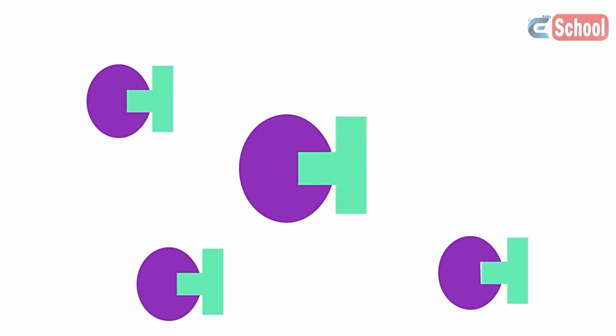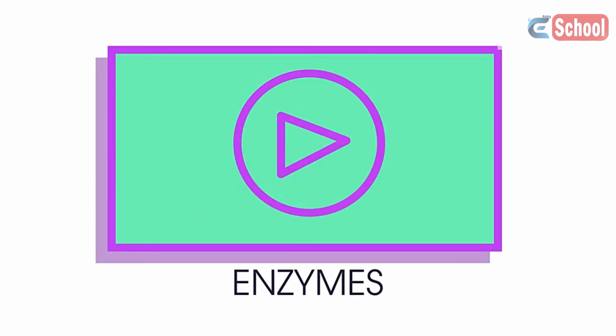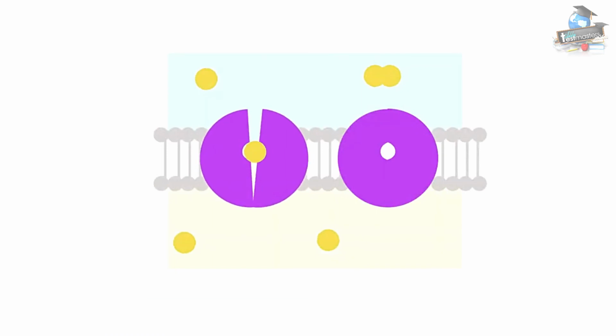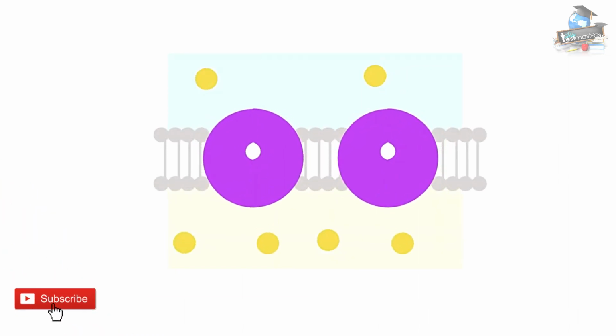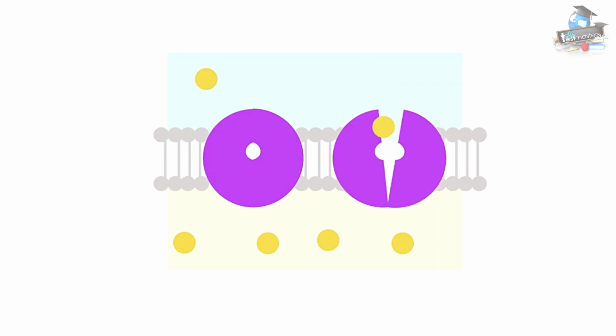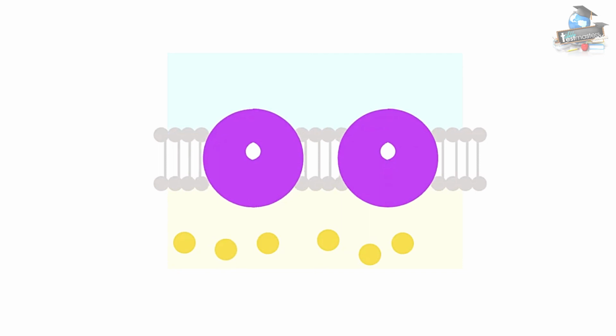Enzymes, biological catalysts found inside our body, are made of proteins too. You can learn more about enzymes in this video. And last but not least, proteins are also used to move some substances across cell membranes in active transport. For example, to absorb glucose in the small intestine. So now you can see just how important proteins are.